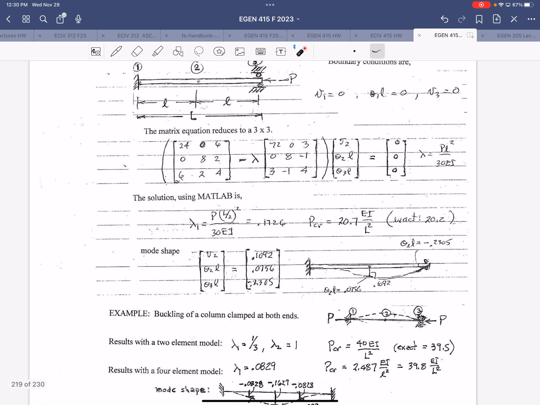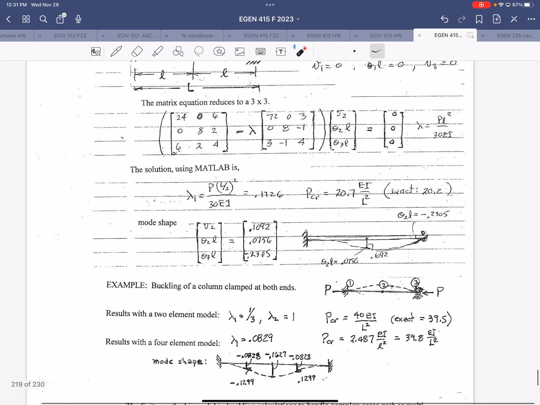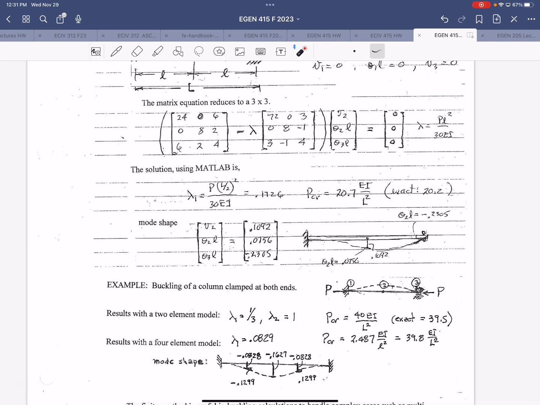With 3 boundary conditions, our overlaid matrix equation, the 6x6, will reduce to a 3x3. We would solve this using MATLAB, for example, and that solution is provided on the next page. I'll break that down for you in a moment. When we set the determinant equal to 0, we get 3 roots from a cubic equation for lambda.